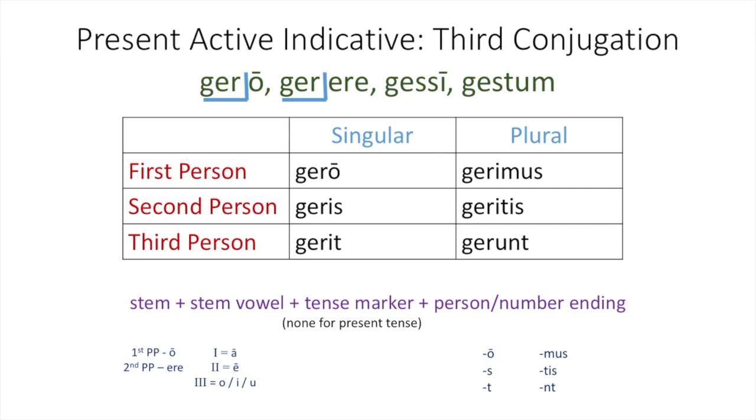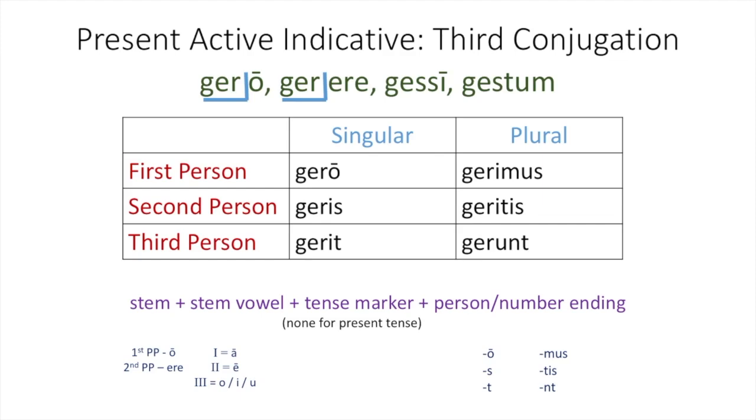So gero, I manage; geris, you manage; gerit, he, she, it manages; gerimus, we do manage; geritis, you all are managing; and gerunt, they do manage. So these are your third conjugation present active indicative forms and how you form them.